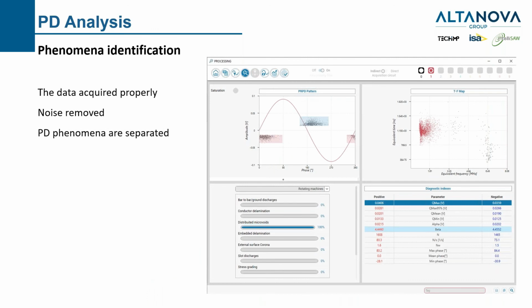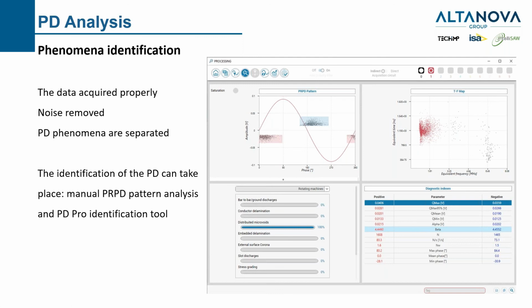Last point is the identification of the single phenomena. We were able to acquire the data properly. We have removed the noise. We have separated the sources. For example, in this picture, we are studying the red cluster signal only. We are marked on the red cluster, and we should be able to identify the phase-resolved PD pattern. This can be done, obviously, by a visual identification made by the operator. Our software also provides an identification tool that is delicate, not 100% perfect, but if we refine the data properly, it can give us a very good indication.